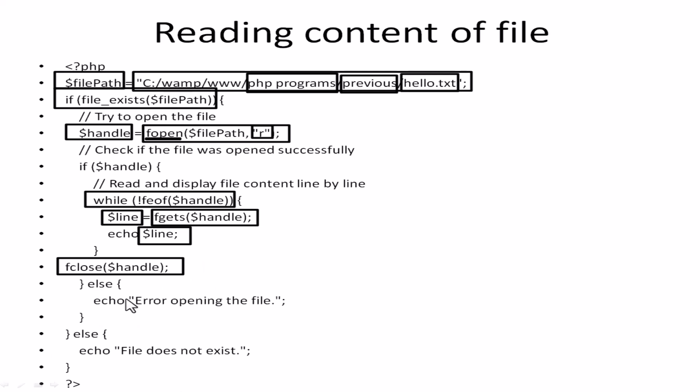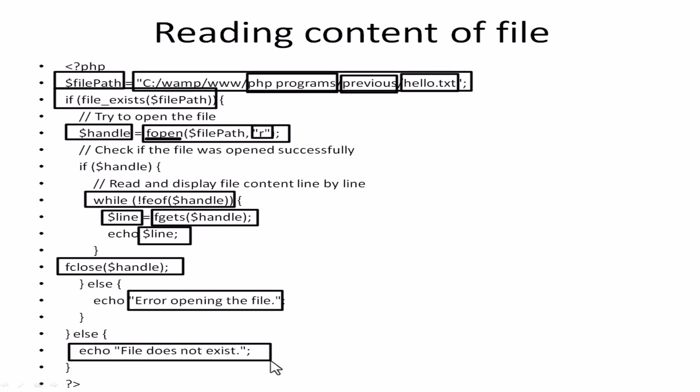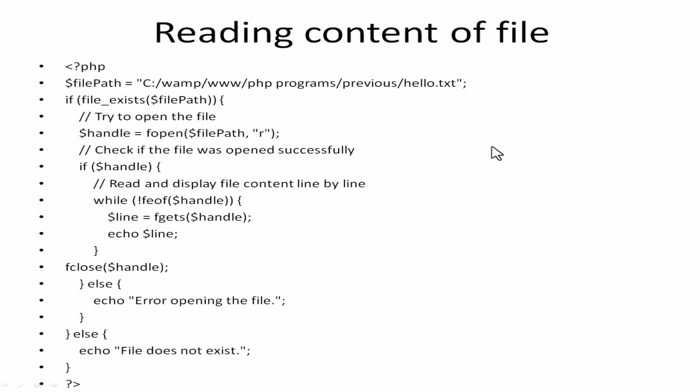Else, if this particular condition also fails, at that time it is going to show the message error opening the file. Otherwise here it is going to show the value file doesn't exist. So now let us execute this particular program.